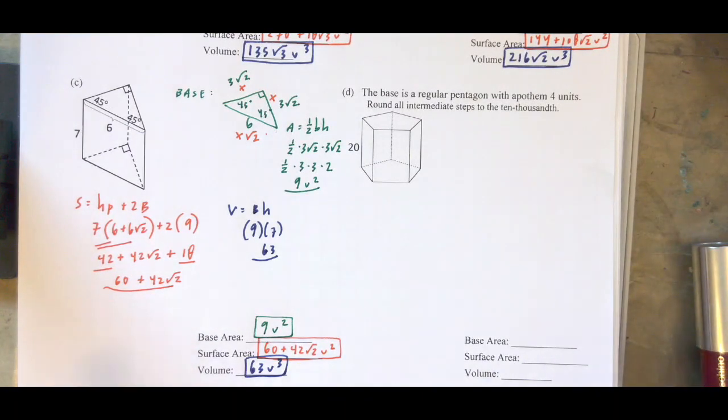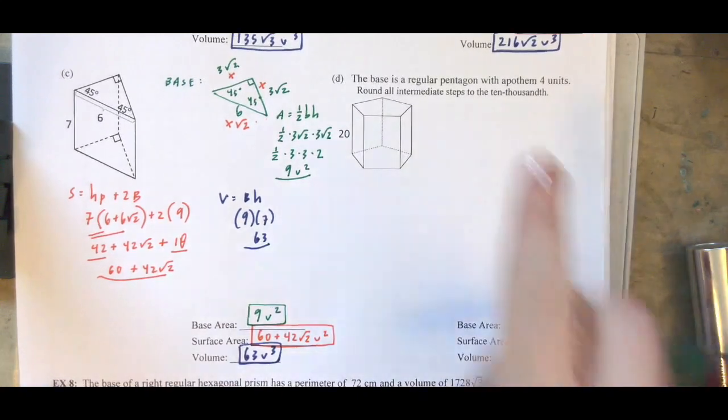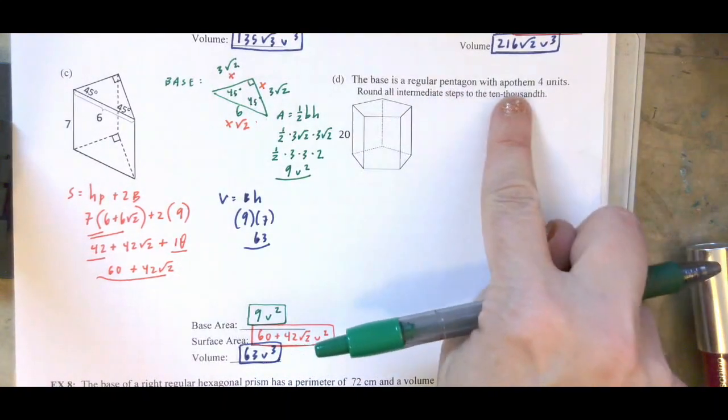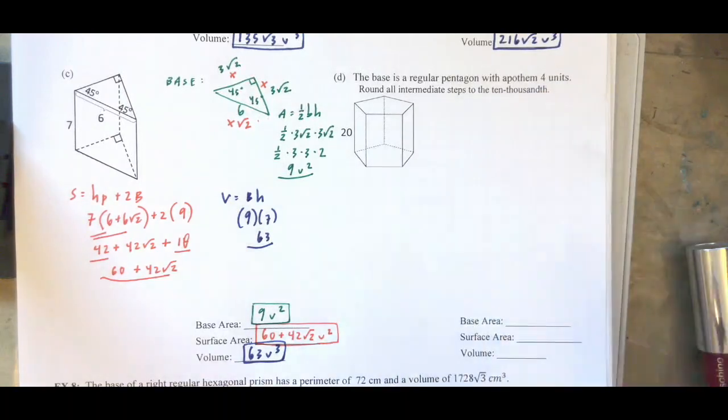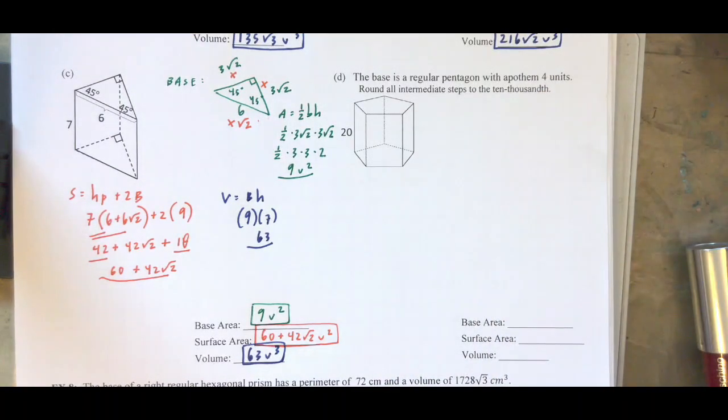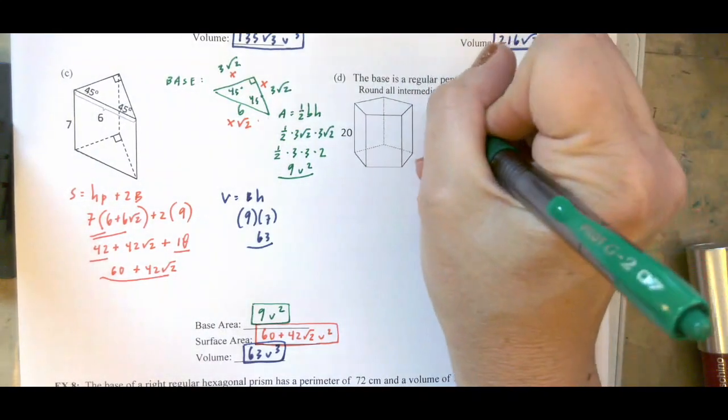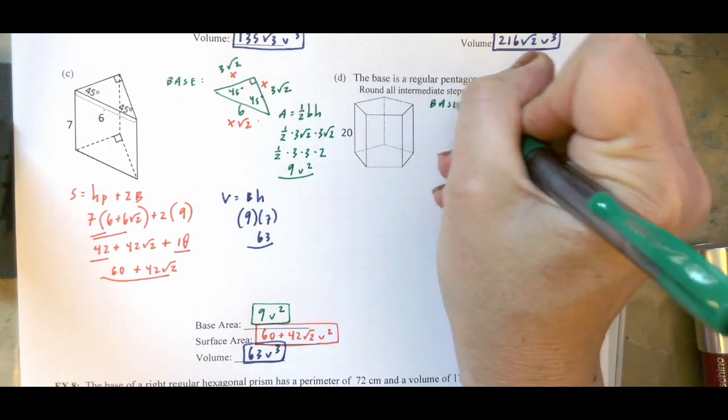Okay, next one here. The base is a regular pentagon. The apothem is 4 units. If we need to round throughout the problem, then we're going to round to the nearest 10,000th, 4 decimal spots. I usually try to model for you rounding at the very end. So again, let's check out that base first.